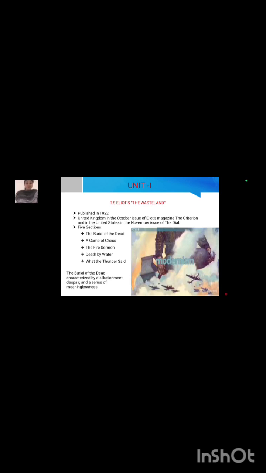It has totally five sections: the Burial of the Dead, A Game of Chess, the Fire Sermon, Death by Water, What the Thunder Said. The allotted topic for us is the Burial of the Dead, the first opening section of the poem. In the very opening section, this poem is completely characterized by disillusionment and despair and a sense of meaninglessness.